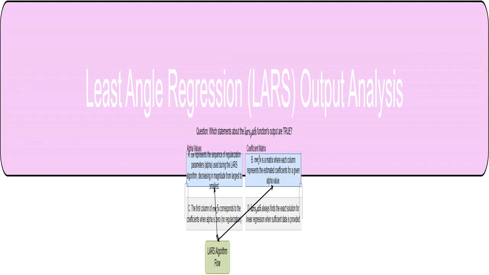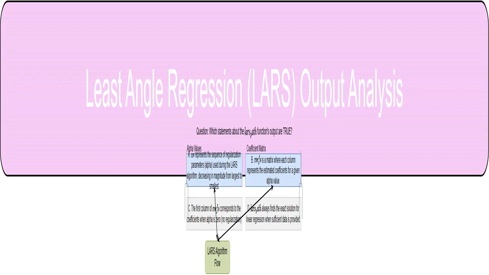This section introduces the core topic, analyzing the output of the least angle regression, LARS, algorithm, specifically focusing on understanding the relationship between the regularization parameter, alpha, and the estimated coefficients. I'll guide you through the interpretation of the *lars_path* function's results in scikit-learn.